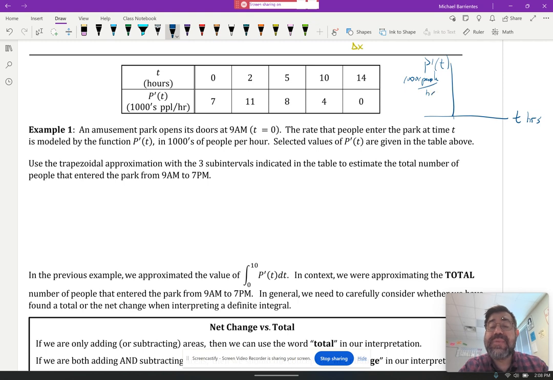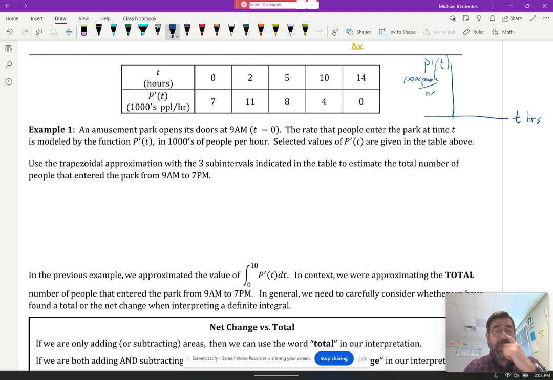That thousands of people is important. So when we find the area, we're going to multiply this times this, because that's how we find area, right? Length times width, or in this case, finding the area in two-dimensional space. So we're going to multiply people times hours, which is going to give us thousands of people.